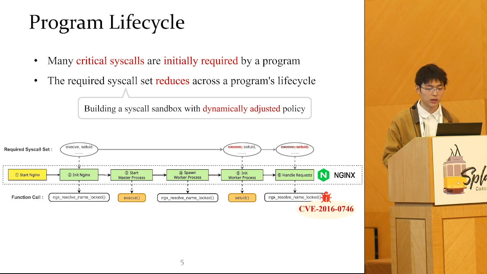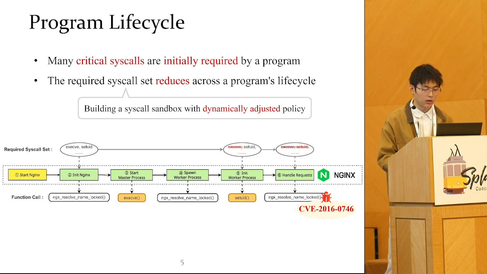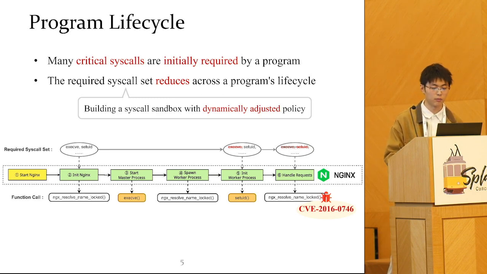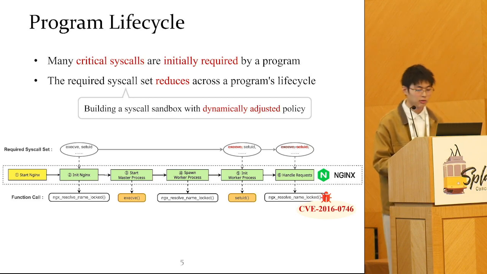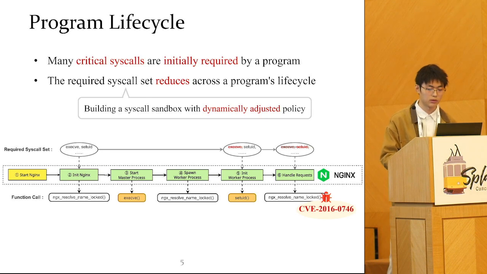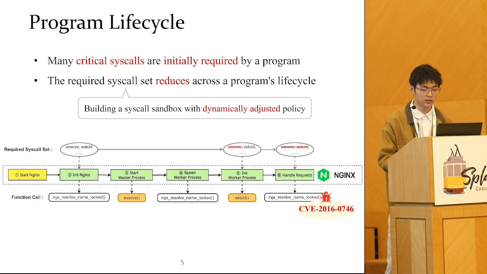If we adopt a dynamic syscall sandbox that can adjust the syscall policy along the program execution, we can reject the syscalls execve and setuid once they become unnecessary. In this case, even if attackers exploit the CVE at the sixth execution phase of Nginx, they cannot damage the operating system with limited available syscalls. Therefore, by dynamically adjusting the syscall sandbox policy according to the program's demand during its execution, we can effectively mitigate the attack.